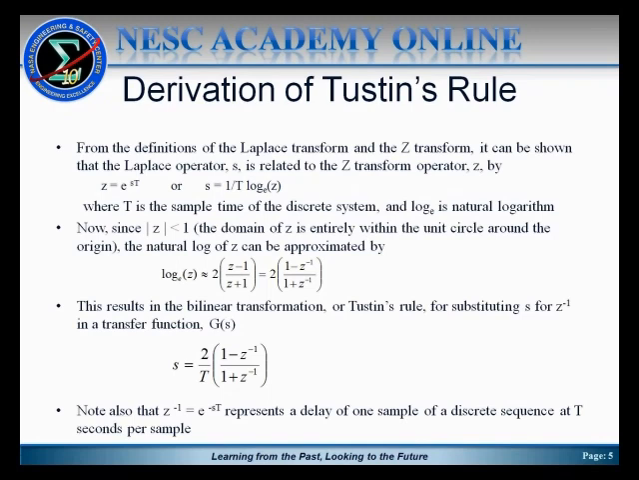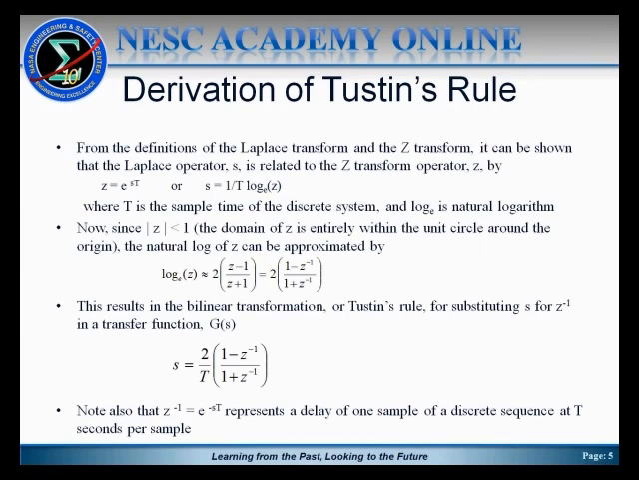Now, based on what we said on the previous slide, the magnitude of z is always less than 1, in other words, the z domain is defined as a unit circle around the origin that contains all the poles of z, such that we can write an approximation for the natural log of z as 2 times z minus 1 over z plus 1. You can find that in most mathematics books. It's just an approximate form for the natural log.